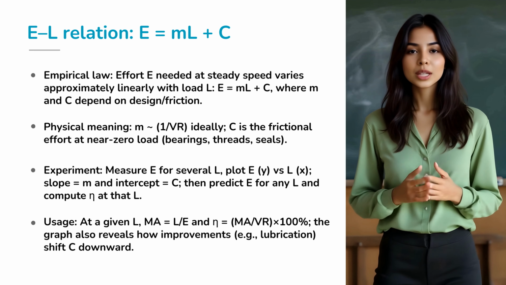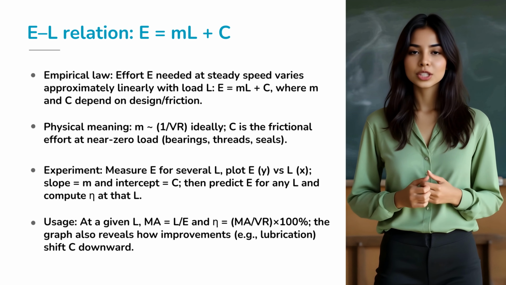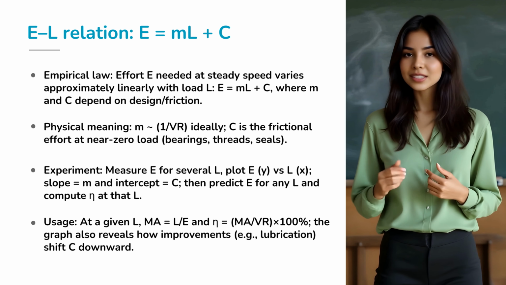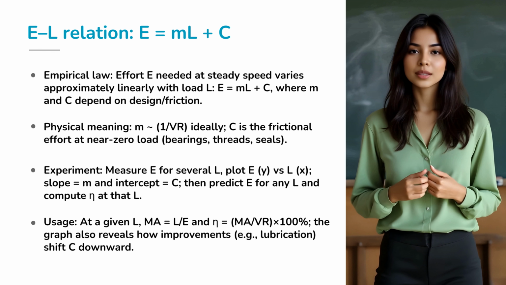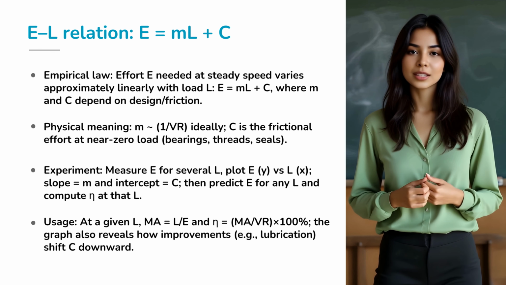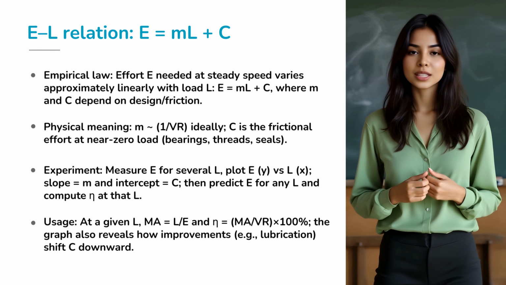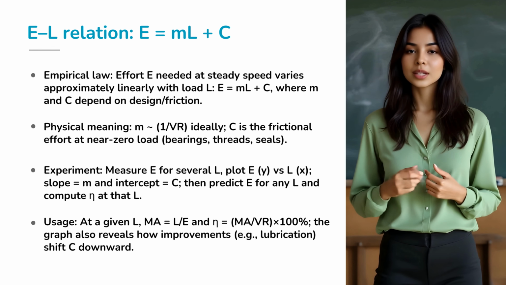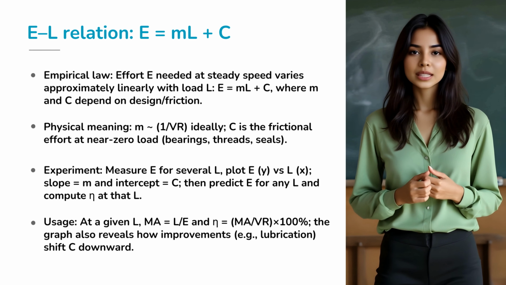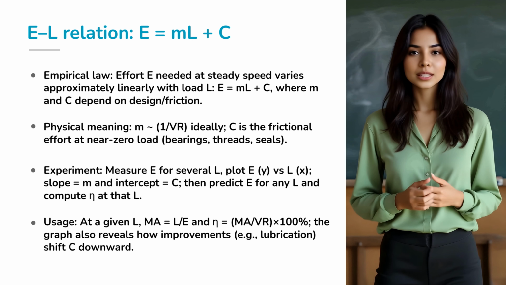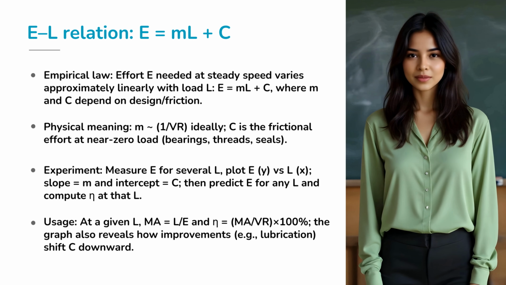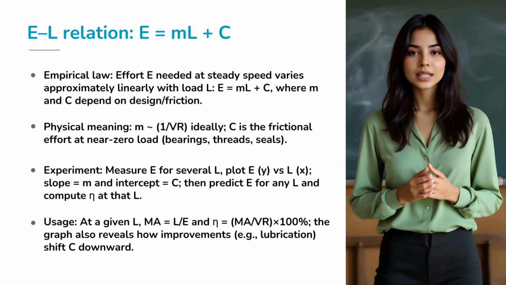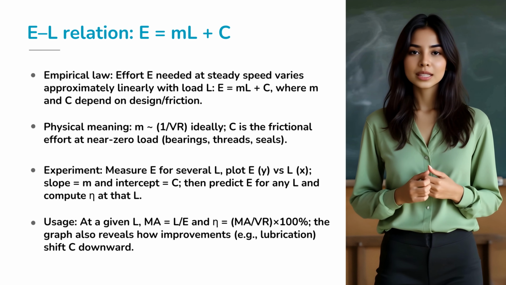Here's the practical way we characterize any real machine: measure the effort needed at steady speed for various loads, then plot E on the vertical axis against L on the horizontal axis. Empirically, the points line up nearly straight. We write E equals mL plus C. Speak it as E equals m into L plus C.